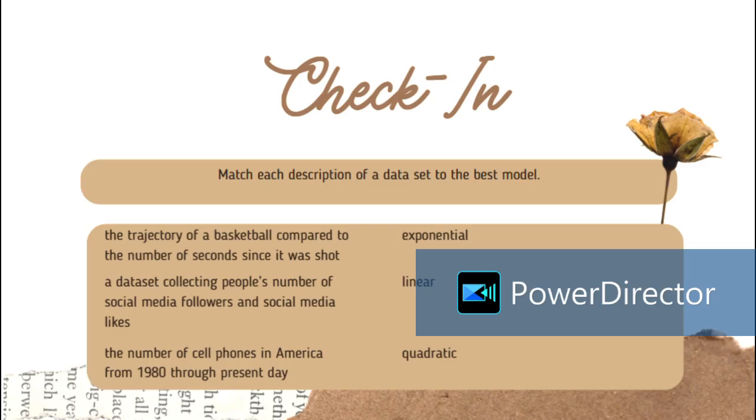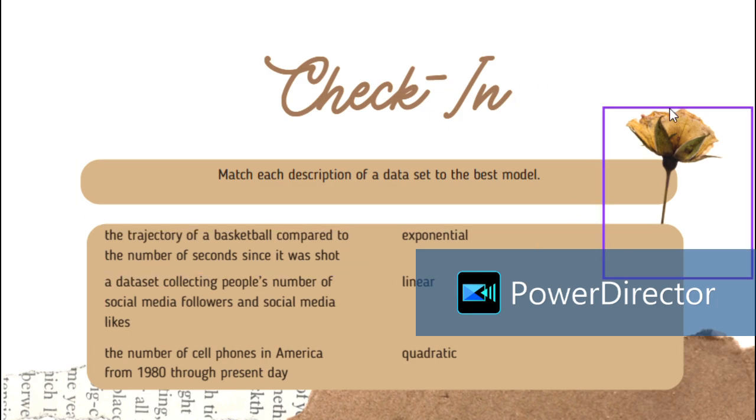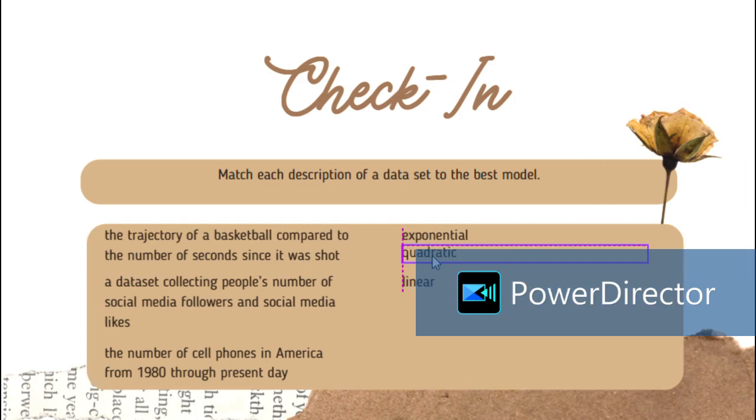So the trajectory of a basketball compared to the number of seconds since it was shot. Okay, if you throw a basketball, it's going to be a parabola. It's going to go up and then come back down. So this one has to be quadratic.